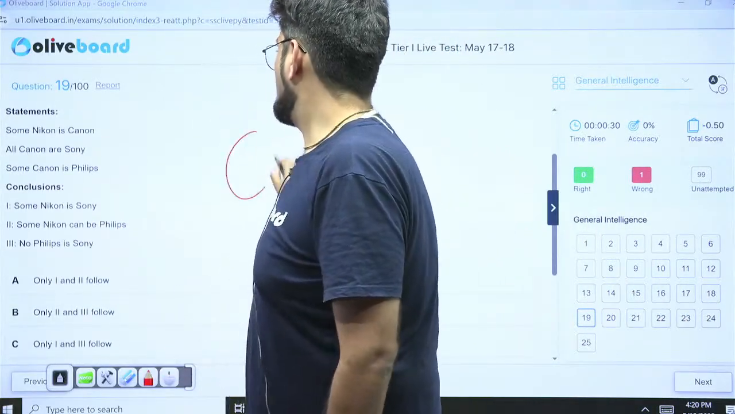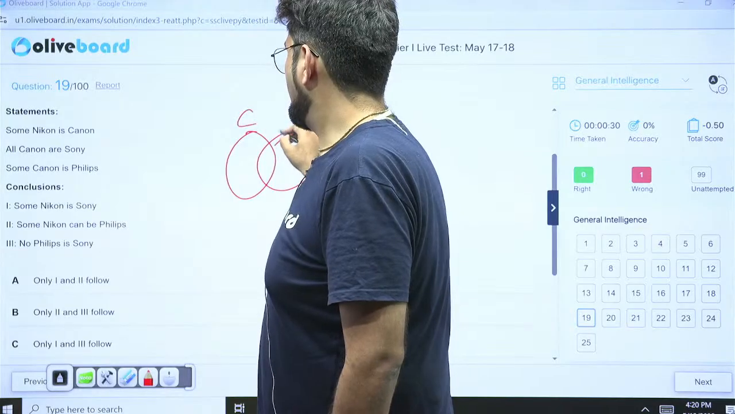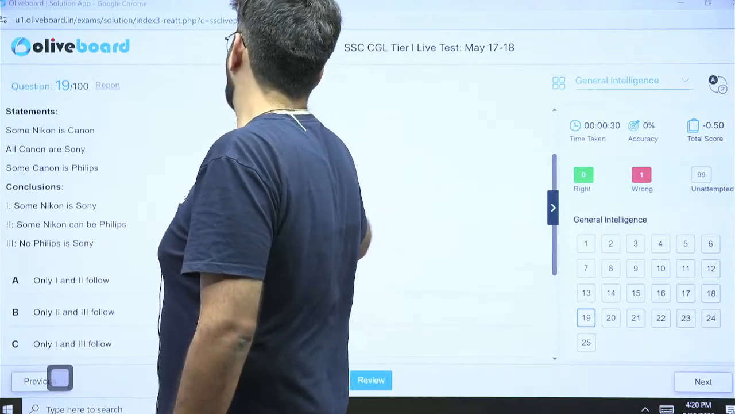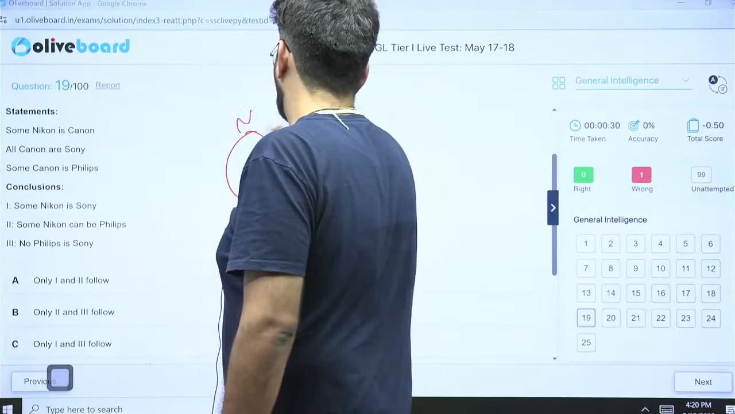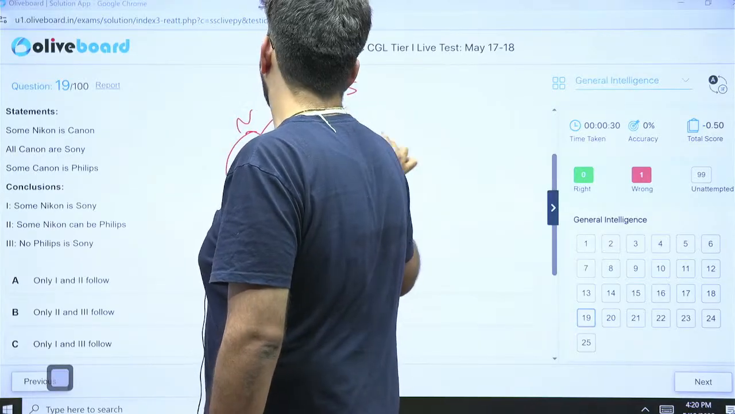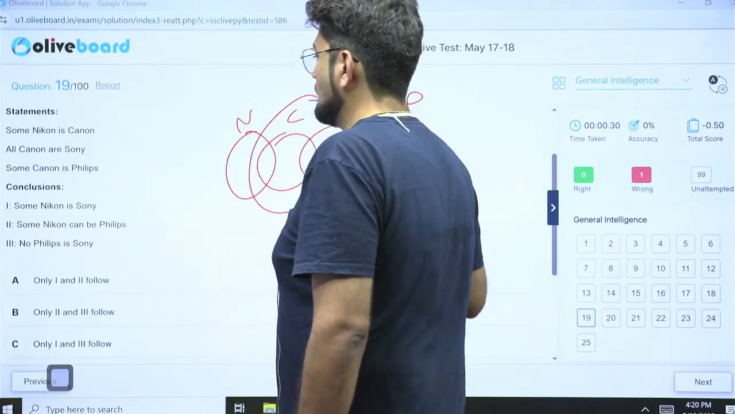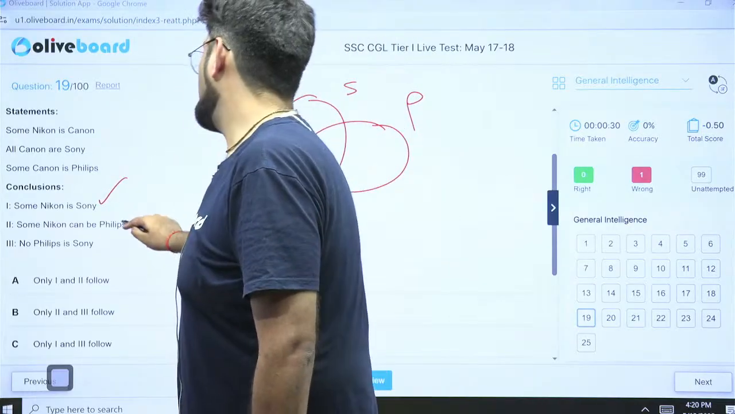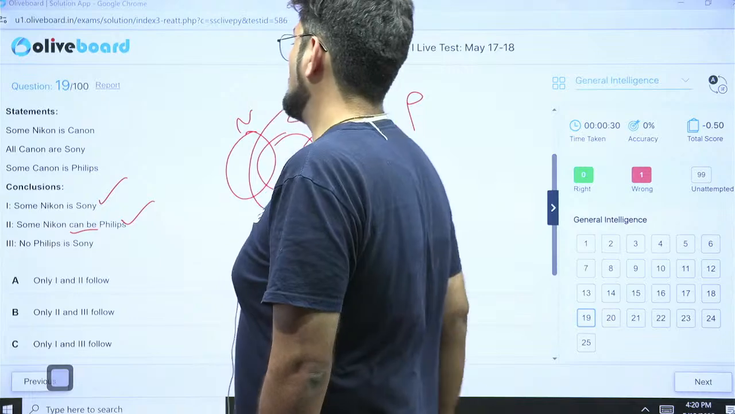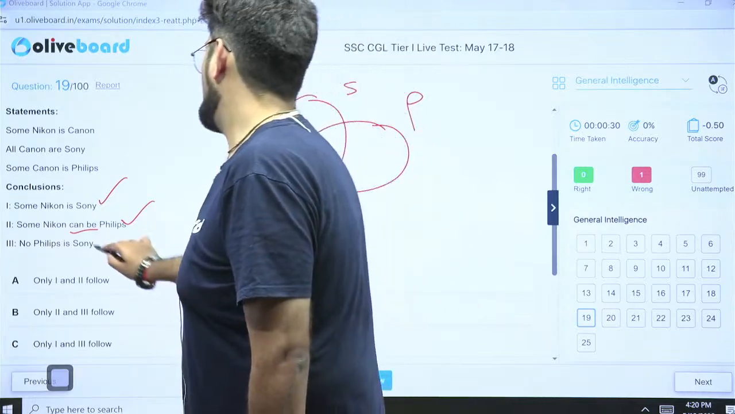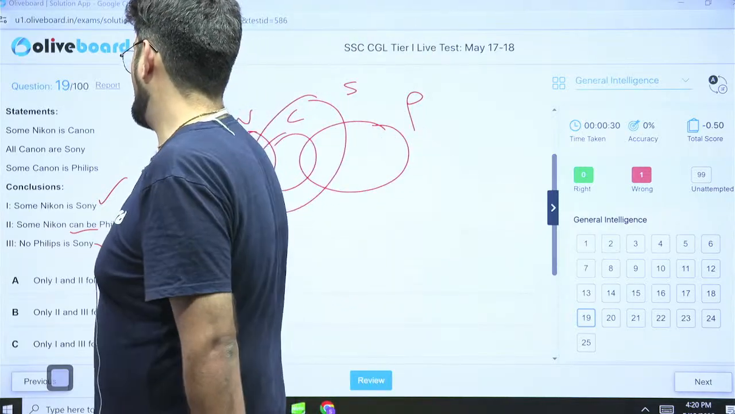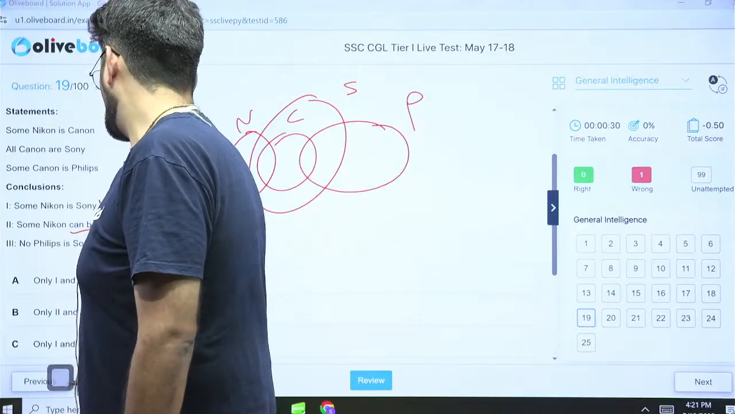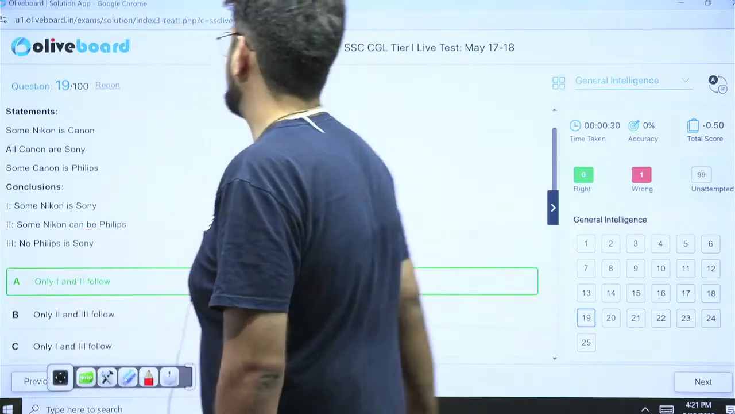Okay. Some Nikon is Canon. All Canon are Sony. Some Canon is Philips. Some Nikon is Sony. Absolutely right. Some Nikon can be Philips. Absolutely correct. Why not? It can be a possibility. No Philips is Sony. No, not at all. So only 1 and 2 follow. Philips and Sony? No. Only 1 and 2 follow. Option A is the correct answer. Next.